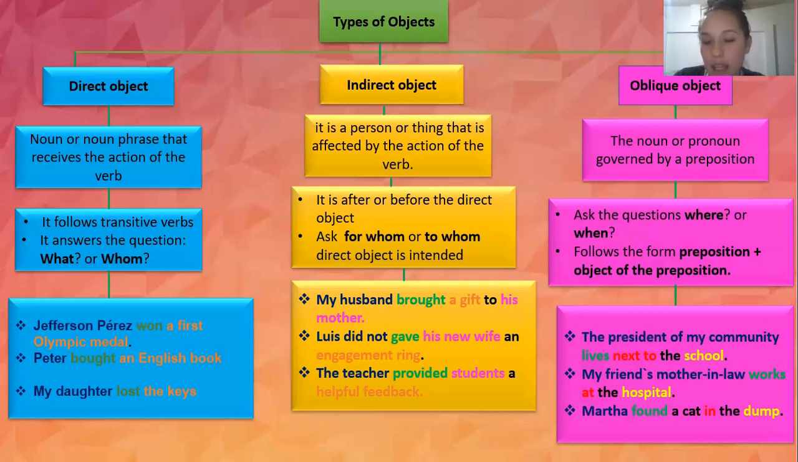Now, the last example is Martha found a cat in the dump. In the same way, here we have the preposition plus the object of the preposition, that is dump. Or we can use the first tip. Or we can ask the question where. For example, where did Martha find a cat? Now the answer is in the dump. So it is an oblique object.